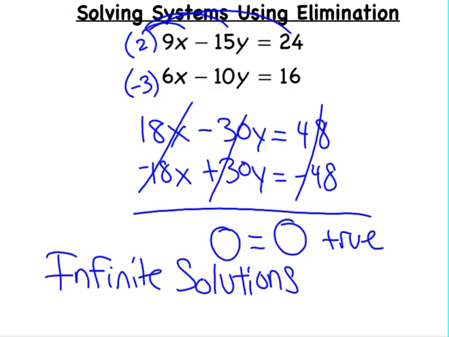All right, so next class we're going to revisit the word problems and we're going to start solving those using the elimination method and comparing our answers to what we graphed.